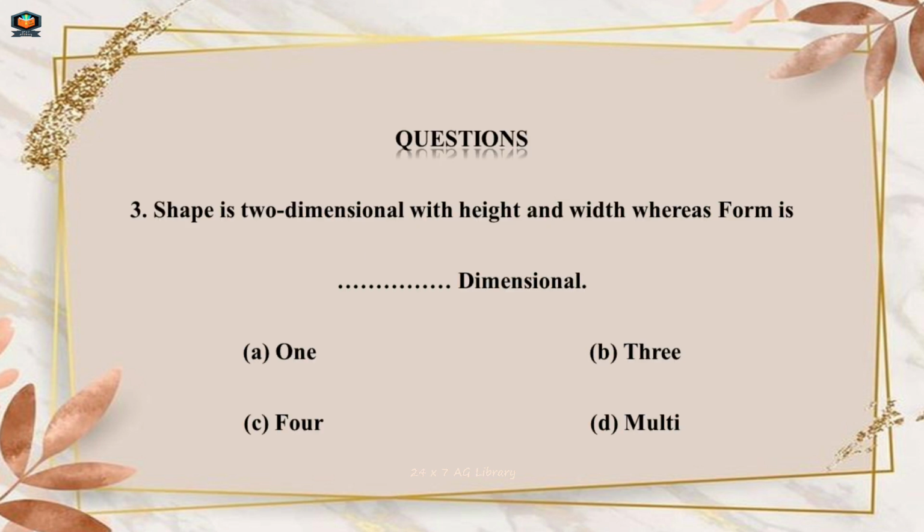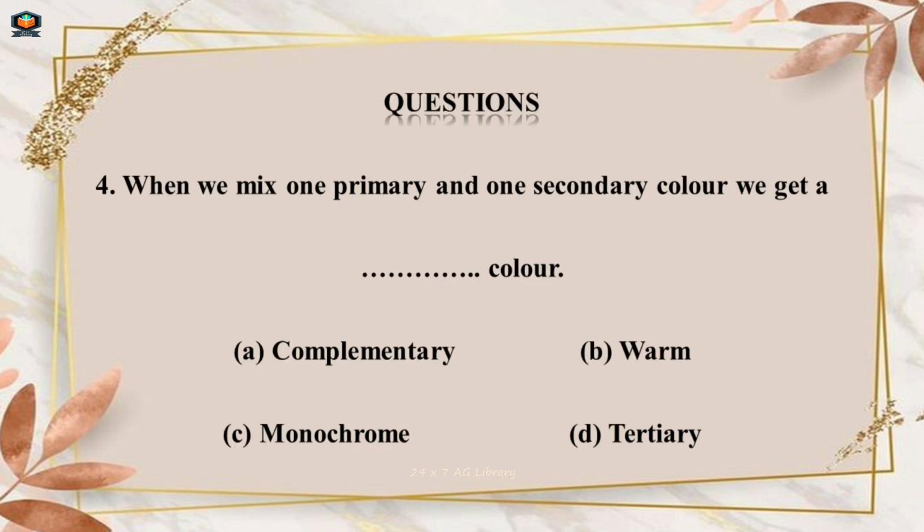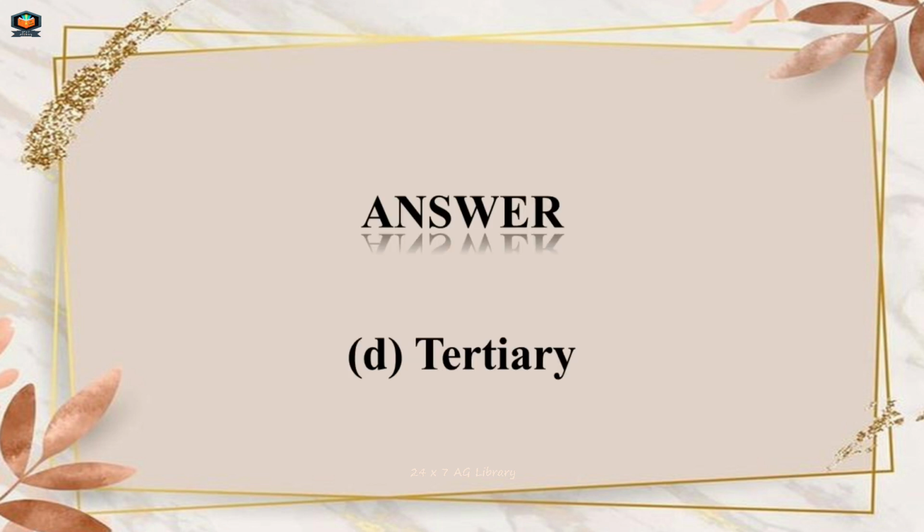Question 3. Shape is two-dimensional with height and width, whereas form is dimensional. A. 1. B. 3. C. 4. D. Multi. Answer. B. 3. Question 4. When we mix one primary and one secondary color, we get a color. A. Complementary. B. Warm. C. Monochrome. D. Tertiary. Answer. D. Tertiary.